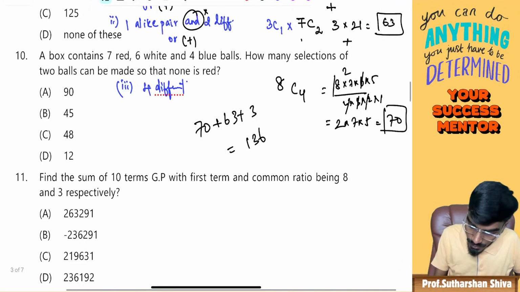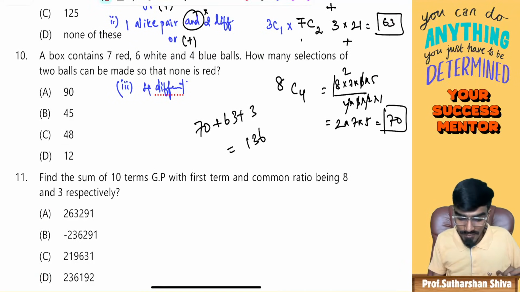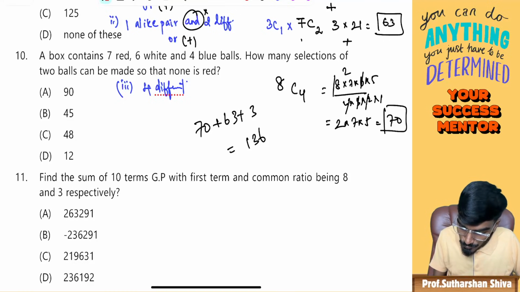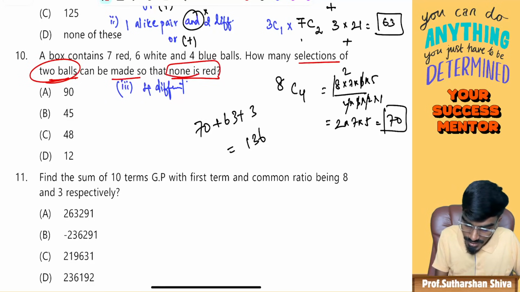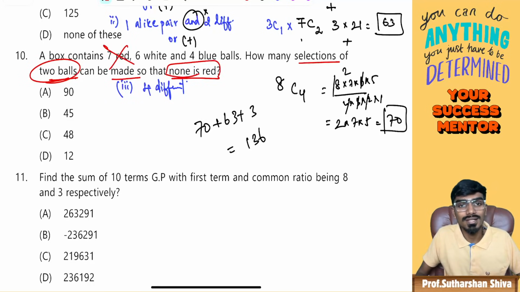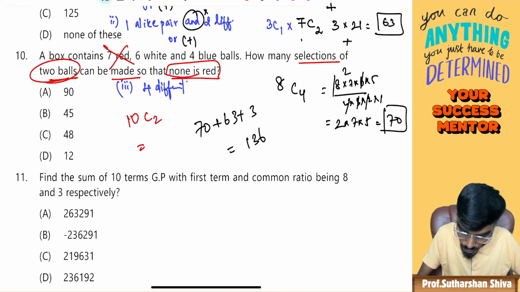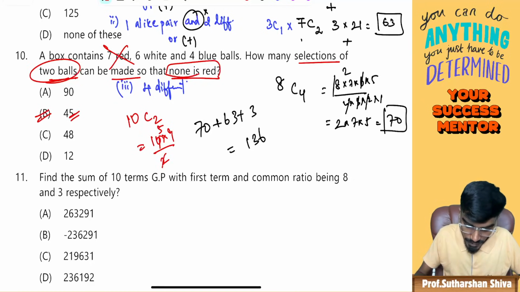Now come to question number 10. A box contains 7 red and 6 white and 4 blue balls. How many selections of 2 balls, only 2 balls to be selected, can be made so that none is red? None is red means red should not be there. So only out of 10 balls you can select 2. So 10C2 is 10 into 9 divided by 2, which is equivalent to 45.